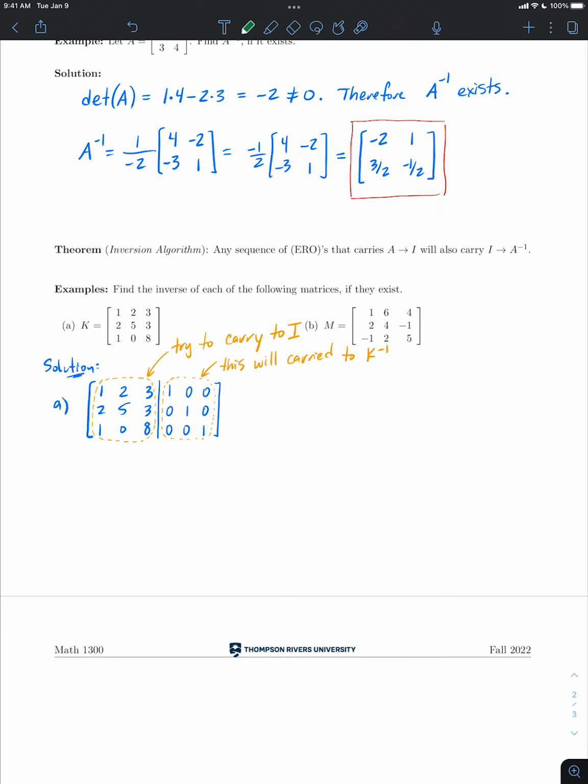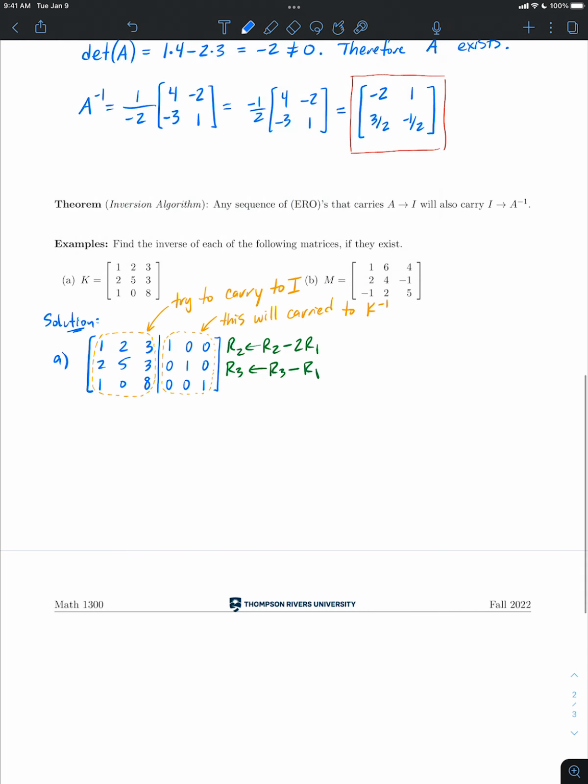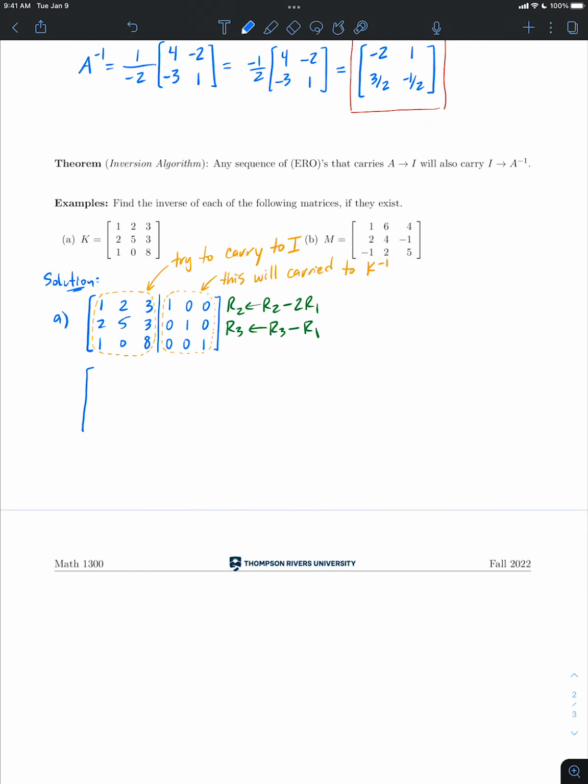So, how do I turn this into the identity? Let's do the Gauss-Jordan elimination method. I'll start by clearing out the first column. So I'll take row 2 and replace it with row 2 minus 2 row 1. And then I'll replace row 3 with row 3 minus row 1. Okay, so what's that going to look like? First row is not changing, right? So let's start with that.